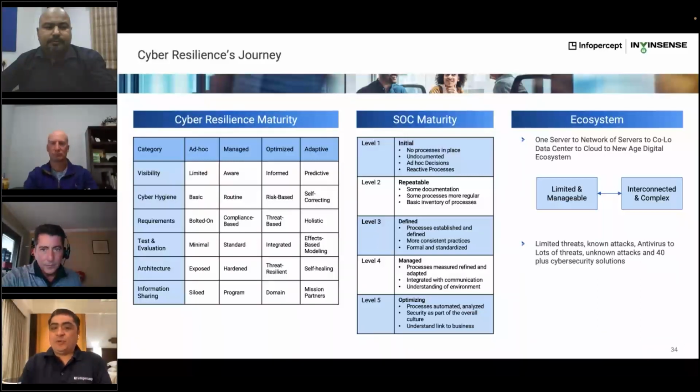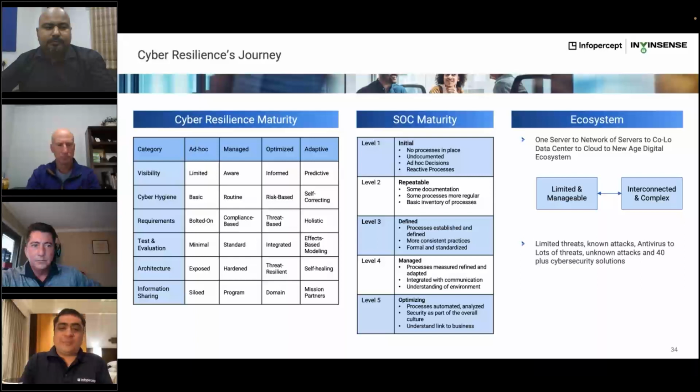And same way, when we look at the overall maturity that needs to be built from SOC level 1 to level 5, it requires a lot of effort, from the initial to making a lot of repeatable tasks, to define, to manage, secure and optimize it.